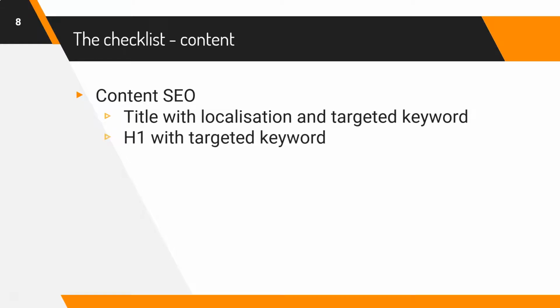Same thing here on the content side, having the targeted keyword in the H1. Having the keyword in the site URL is not something you can always do, but when you can, it will help a lot. You can also have it in the page URL, so this can also help because it's kind of in the URL also.